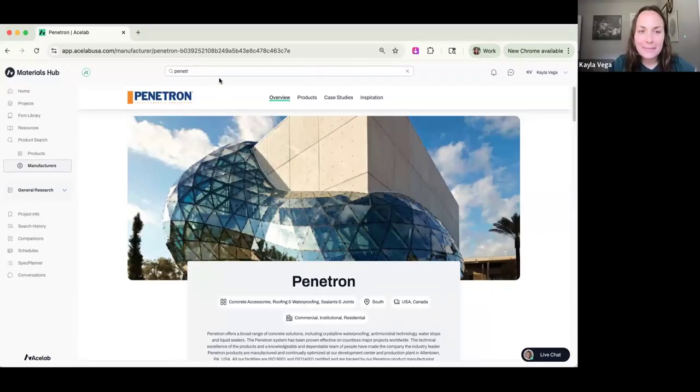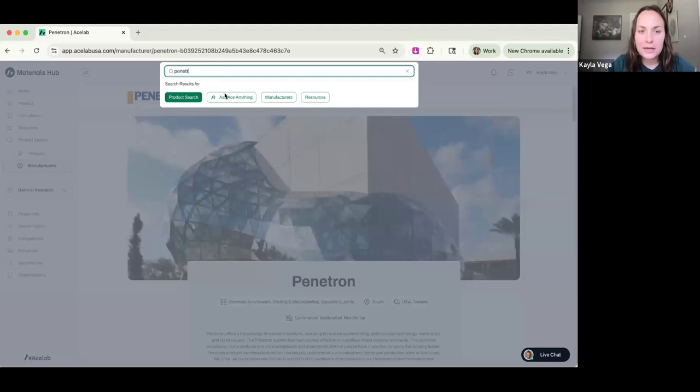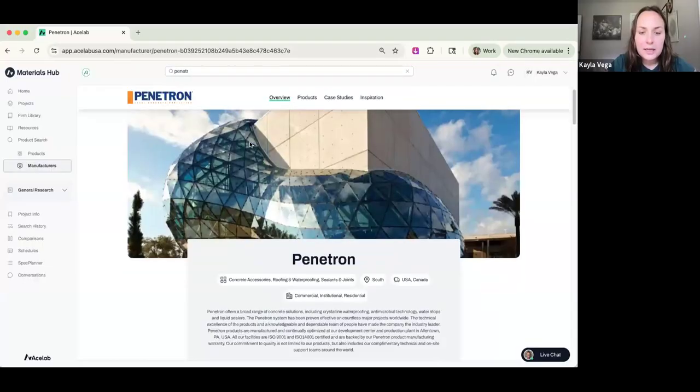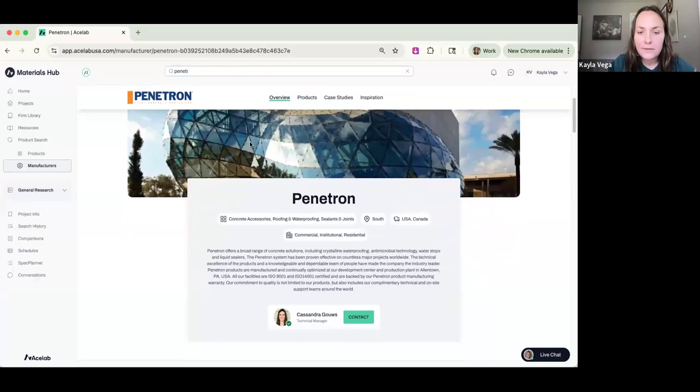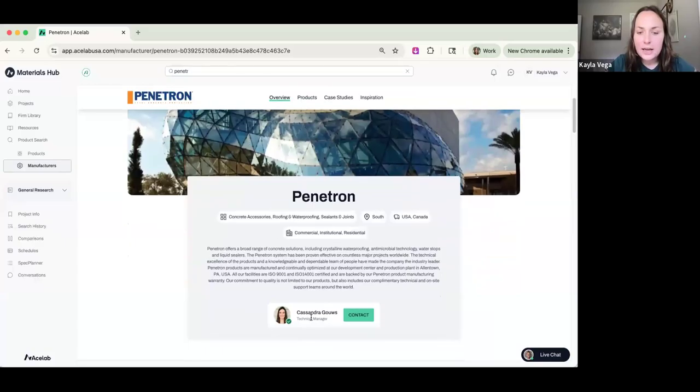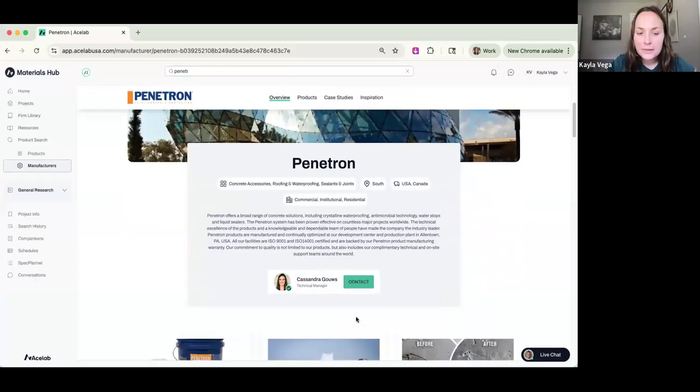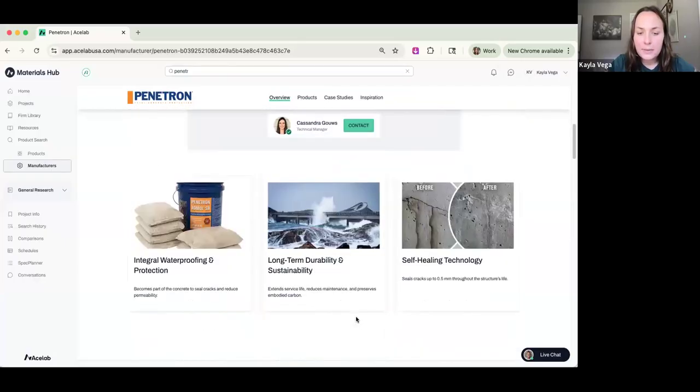Anyways, if you're looking to do any kind of general research, a great place to start is this search bar at the top of the screen. You can utilize our new AI search, or in this case, you can toggle over to manufacturers to find a specific manufacturer. So here on Penetron's page, we've got some really great information for you. We've got Cassandra's contact information right here as well, front and center. So definitely check out their page when you have a moment.